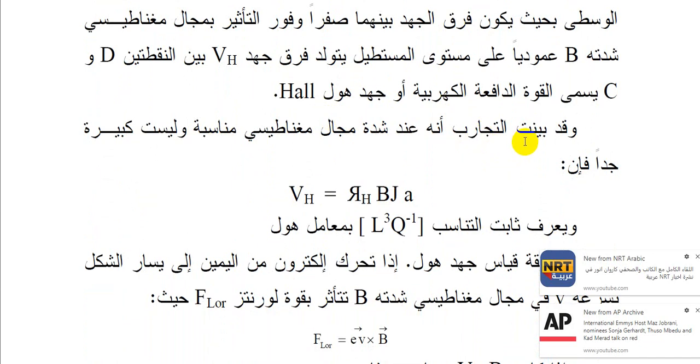The experiments stipulate that at an appropriate magnetic field intensity, the VH will equal RH B J A. That is, the experiments stated that at a suitable magnetic field intensity, the Hall voltage VH equals RH, the Hall coefficient, times B J A.